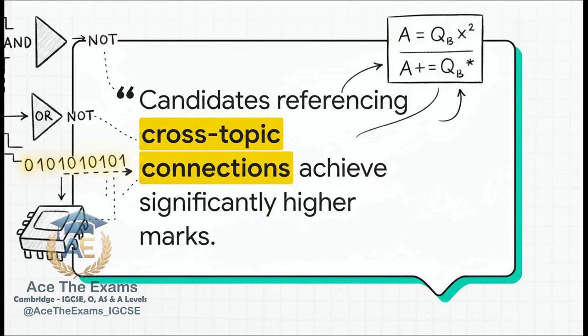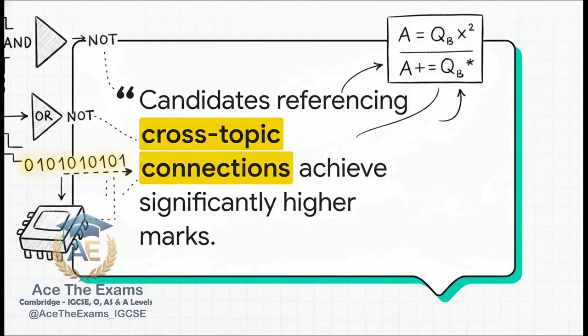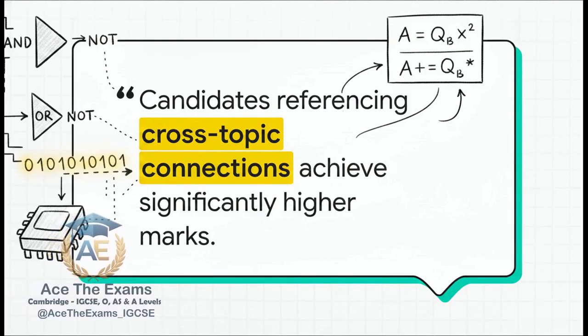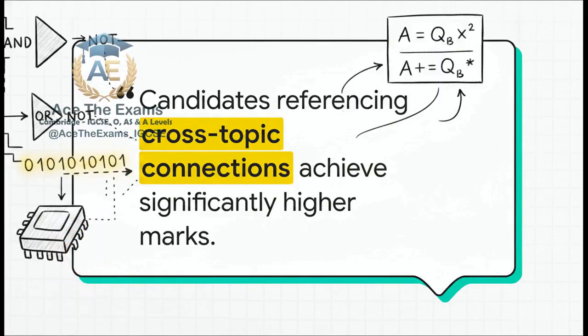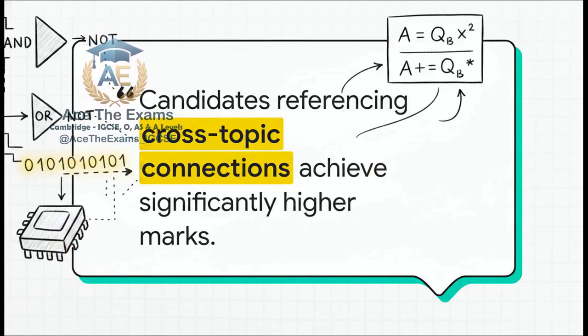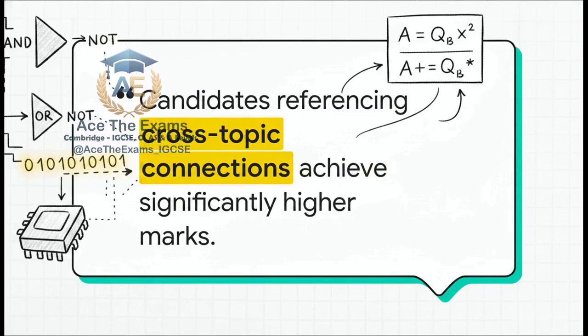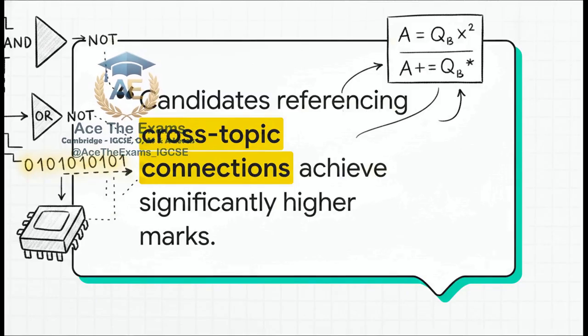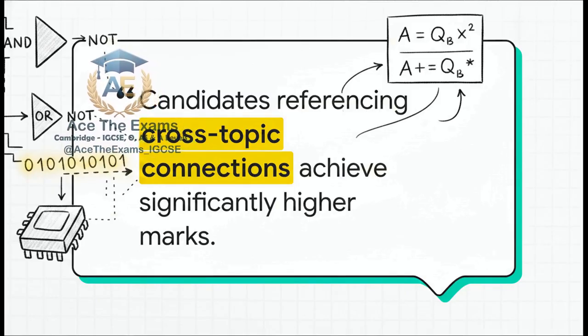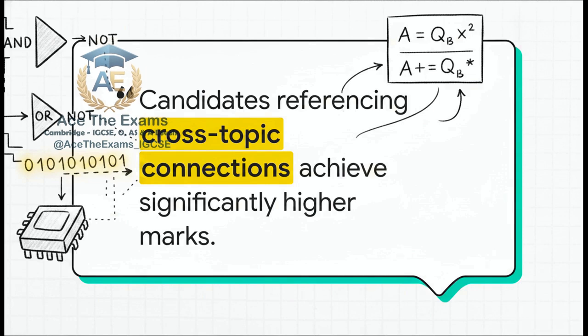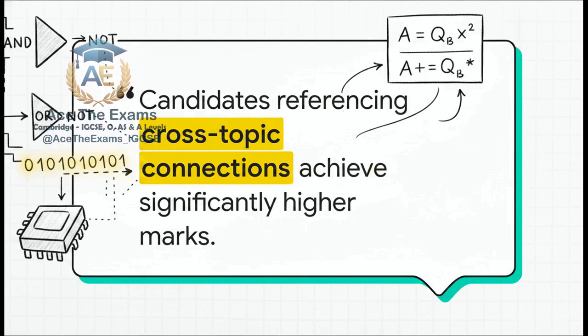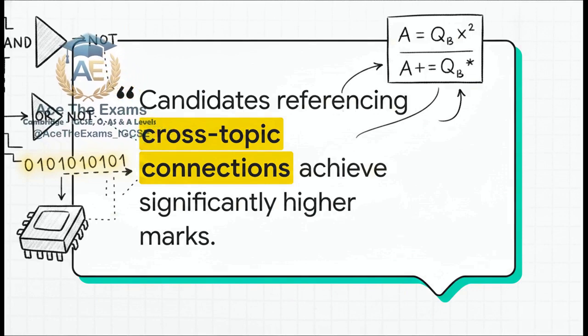If you're building a half-adder or full-adder circuit, you need to explicitly connect your logic gate solutions to binary addition, 2's complement representations, and actual hardware execution. When an examiner sees you seamlessly linking the logic of a NAND gate to the physical memory storage limits of an embedded system, their eyes light up. Showing that high-level cross-topic mastery proves that you don't just understand the what, you understand the how and the why. And that is exactly what earns the top marks on these papers.